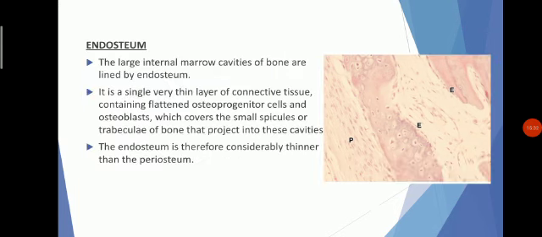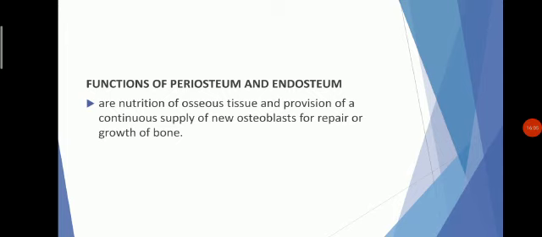Endosteum. The large internal marrow cavities of bones are lined by endosteum. It is a single, very thin layer of connective tissue containing flattened osteoprogenitor cells. These are the small cells, and osteoblasts, which cover the small spicules of trabecular bone that project into these cavities. The endosteum is therefore considerably thinner than the periosteum. Functions of periosteum and endosteum are nutrition of the osseous tissue and provision of a continuous supply of new osteoblasts for repair or growth of the bone.